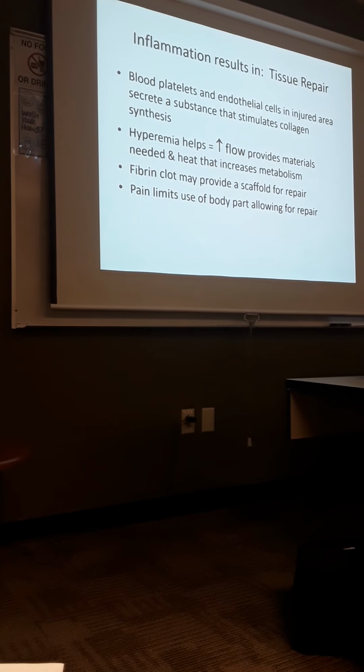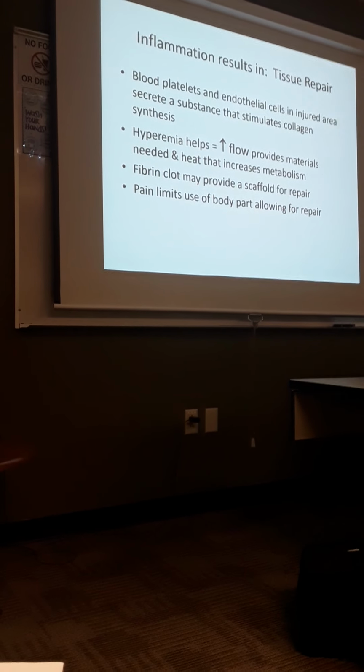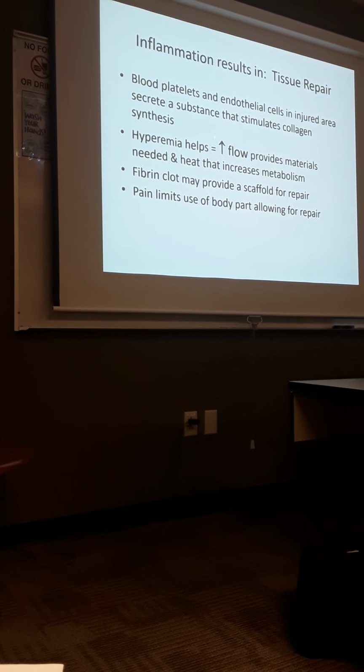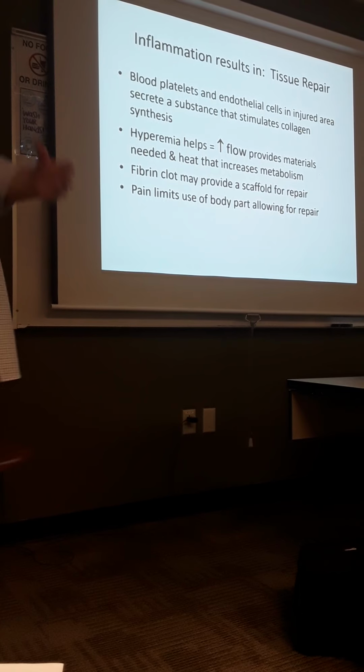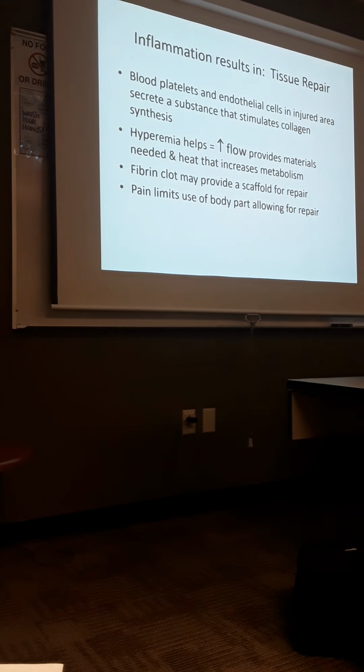And then there's the process of tissue repair, where the blood, platelets, and endothelial cells in the injured area secrete different chemicals that stimulate collagen synthesis. Collagen is a protein that helps link cells together and promotes tissue repair. Hyperemia, the increased blood flow, increases the movement of materials to the site of injury and increases metabolism.